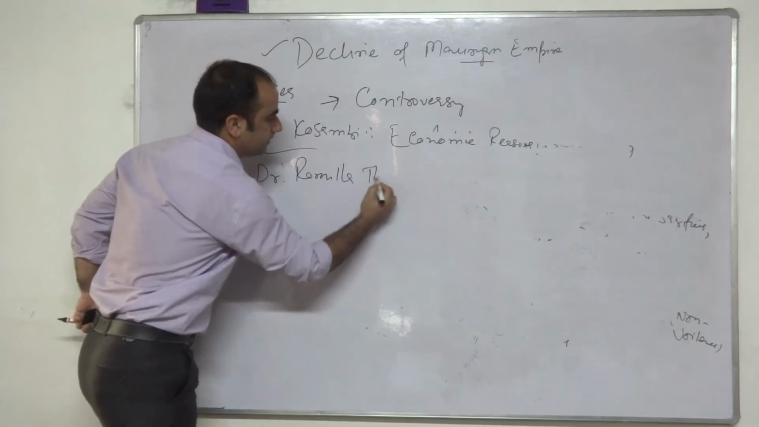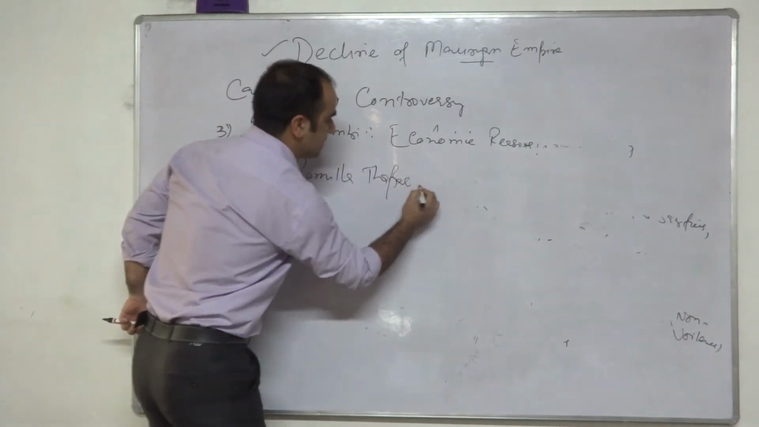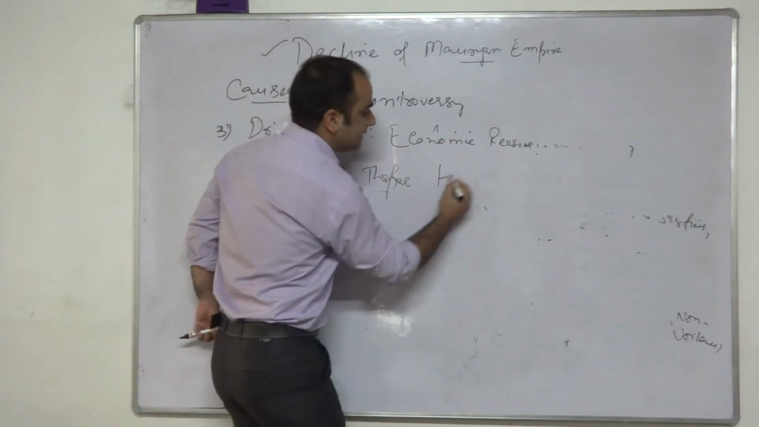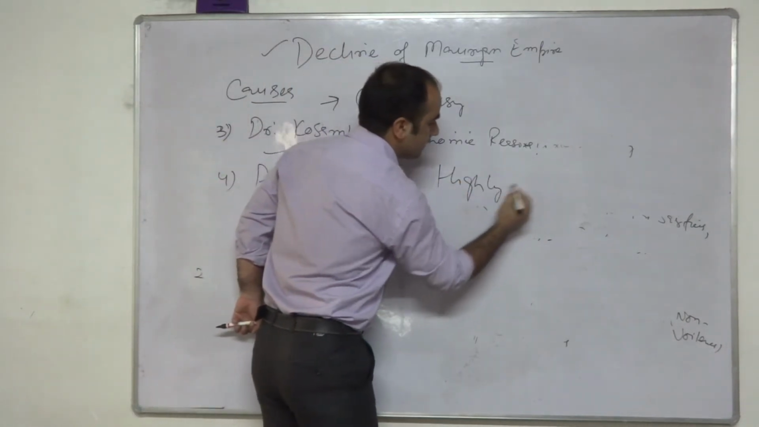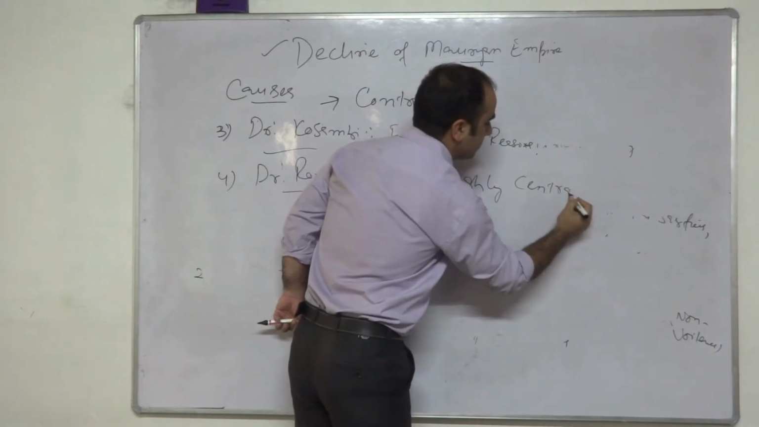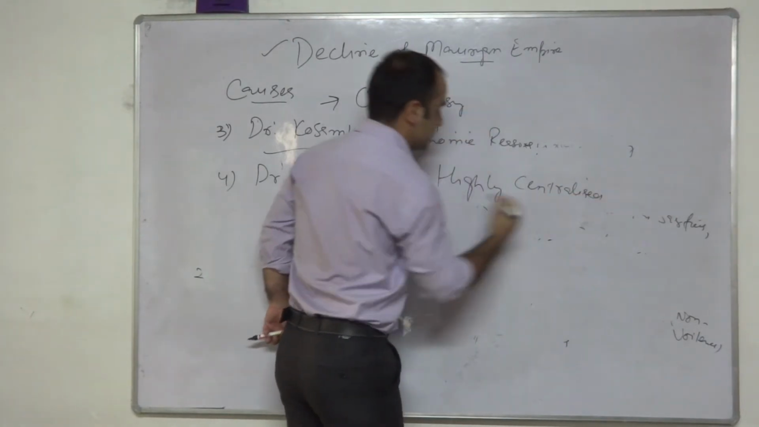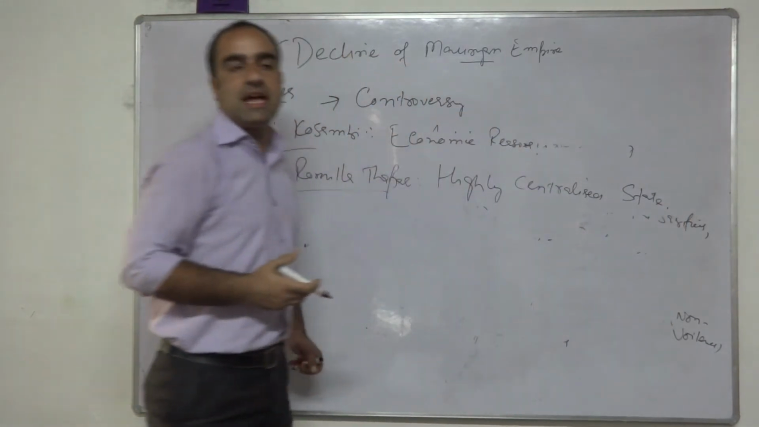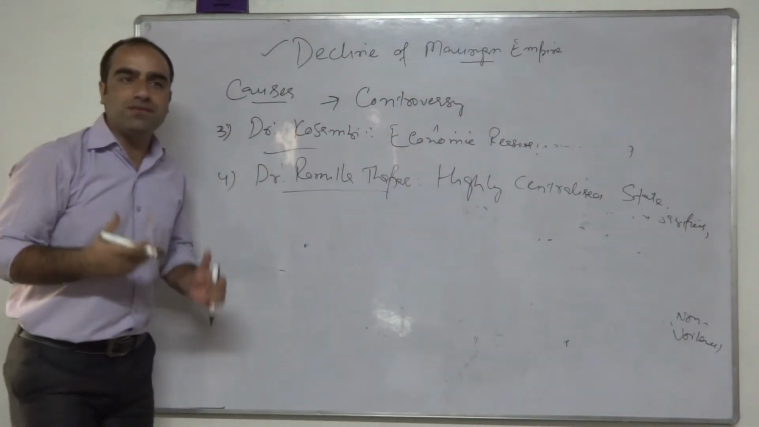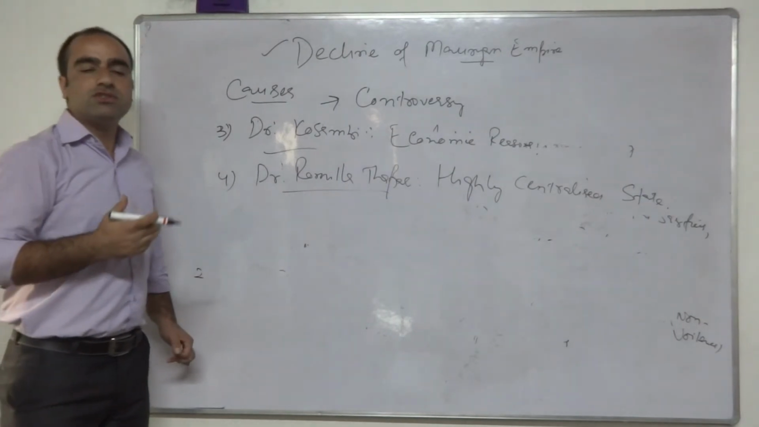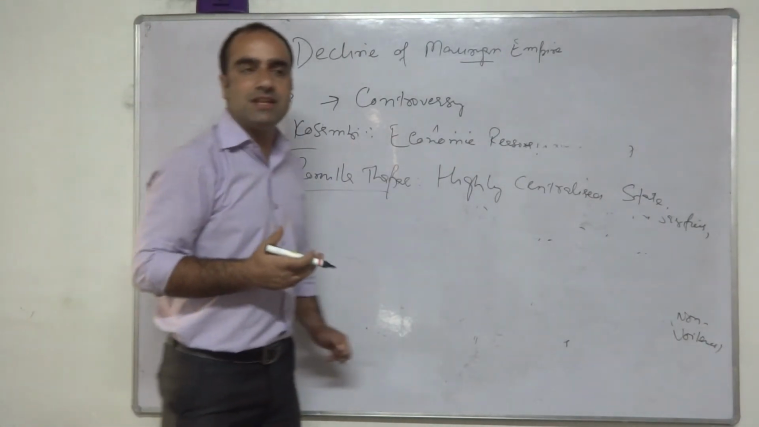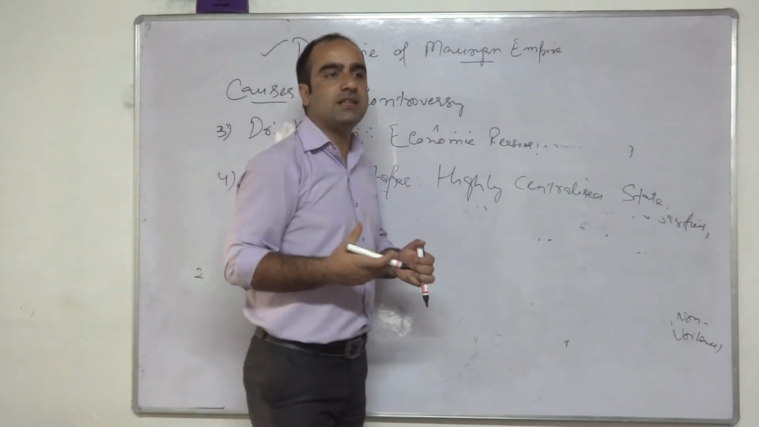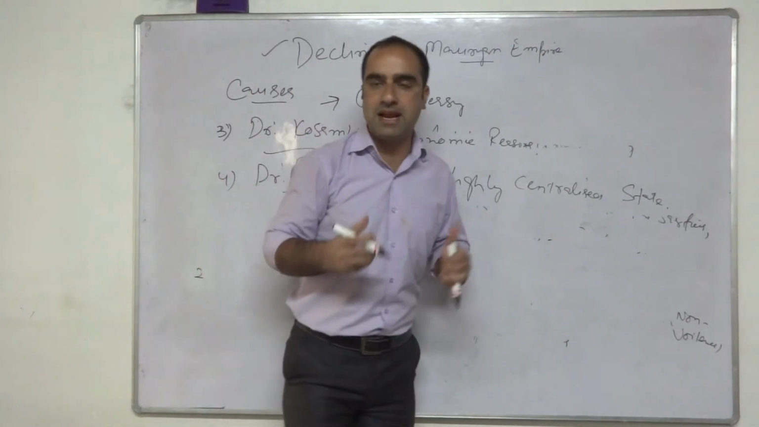Dr. Romila Thapar is saying that the Mauryan Empire was a highly centralized state. The power was actually lying in a few hands. There was nothing decentralized in nature. They concentrated their power in their own hands.